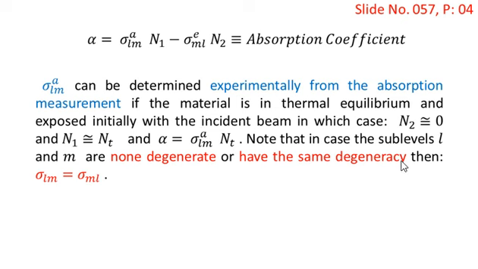Note that in the case the sublevels L and M are non-degenerate or have the same degeneracy, then we can write that sigma LM is equal to sigma ML. So these two sigmas will be equal to each other when the levels are non-degenerate or have the same degeneracy.